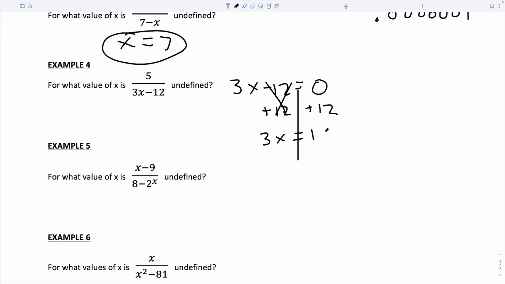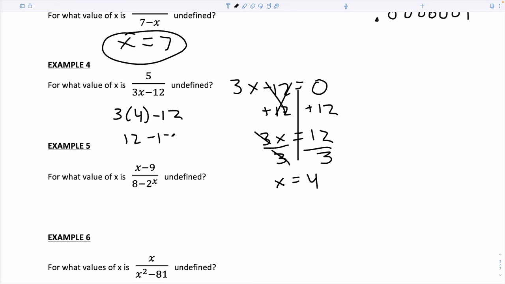What's the answer, Tanner? It's 4. X is equal to 4. So you could try it out in here and think, does that work? Prove it, it does. 12 minus 12 is 0, so x equals 4.